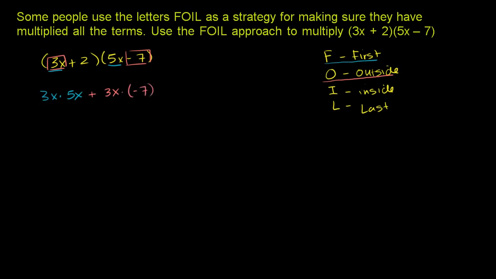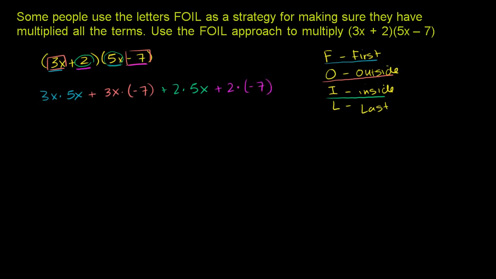Then we want to do the inside terms, I'll do that in green. So that's the 2 and the 5x. So that's plus 2 times 5x. And then we want to do the last terms. And the last terms are the 2 and the negative 7. So plus 2 times negative 7.